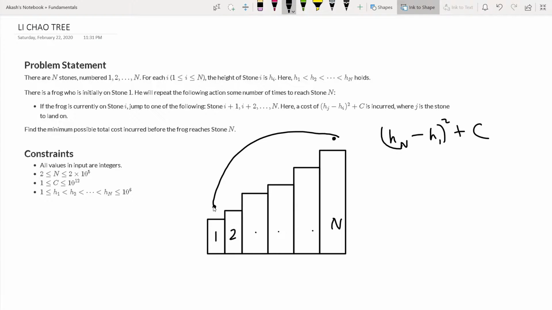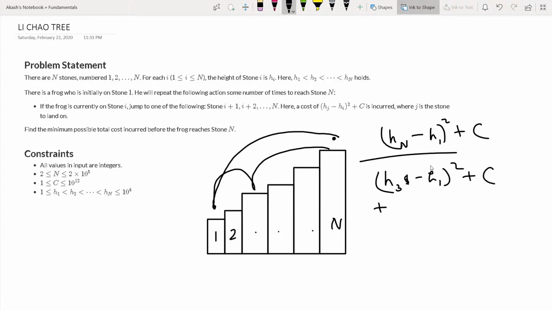Or it can go from here to here. Say this is stone 3. So the cost will be (h3 minus h1) whole squared plus c, and then h3 to hn. So the total cost from 1 to n by following this path will be (hn minus h3) whole squared plus c. So the sum of these two. Maybe this one is smaller than this one. So what we really have to do is to minimize this total cost, and we have to return that minimum value. So yeah, this is what the problem statement is.